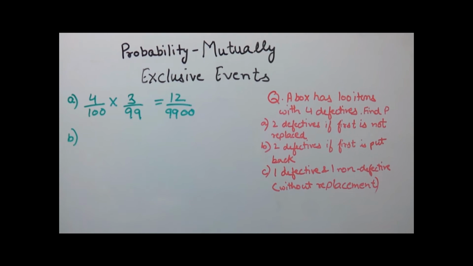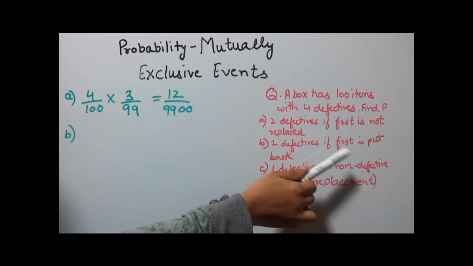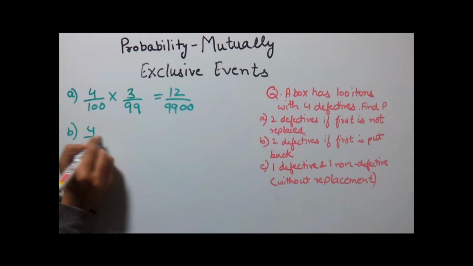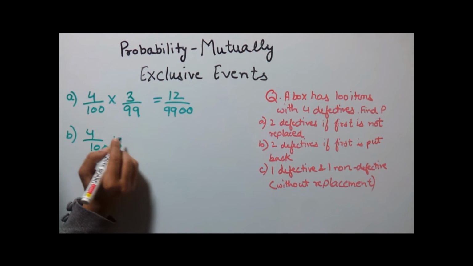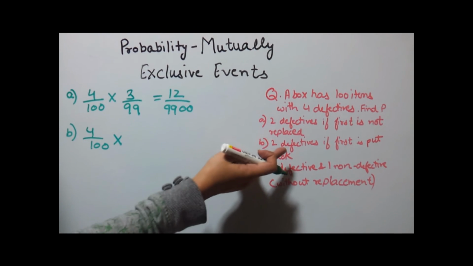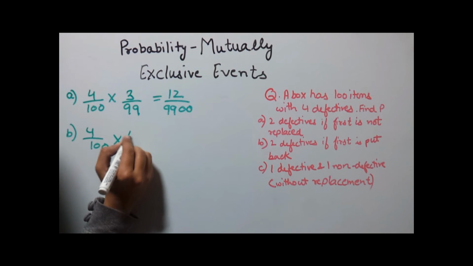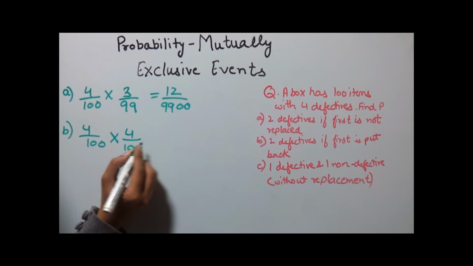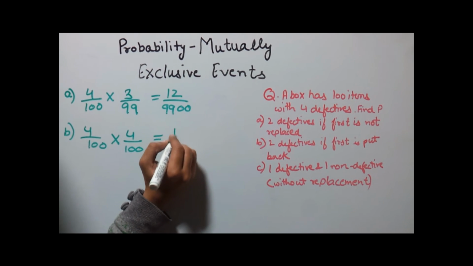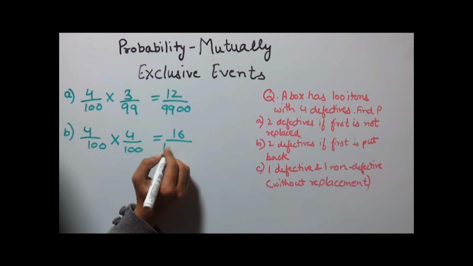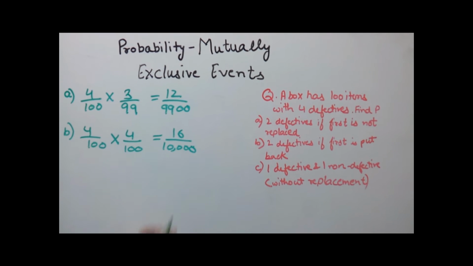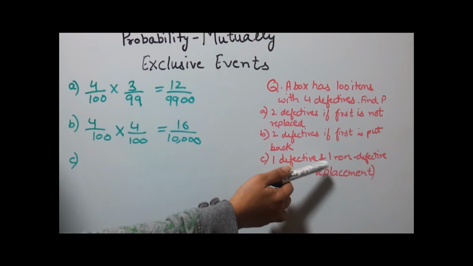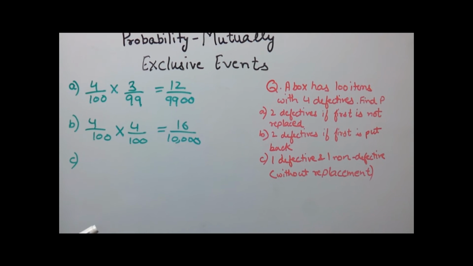In our second case, 2 defectives if the first is put back. So we get 4 by 100 as usual, times, because the item has been put back, again 4 defective items and a total number of items 100, and as a result we get 16 by 10,000. In the third case, one is defective and the other one is non-defective.